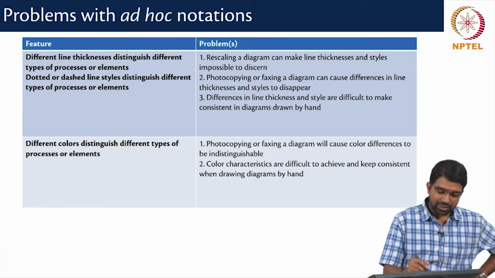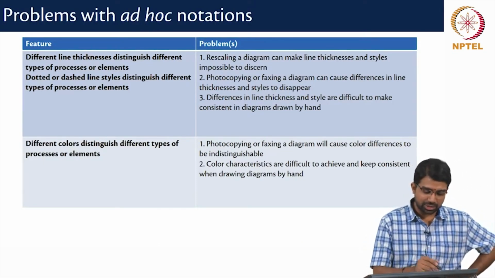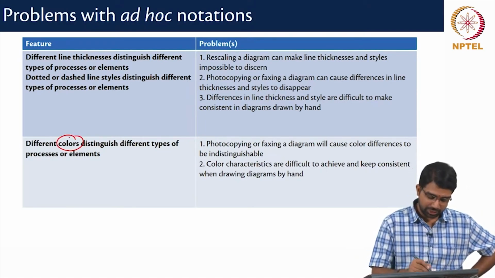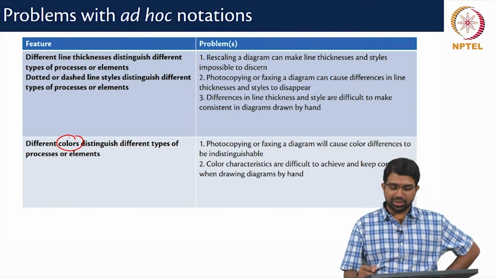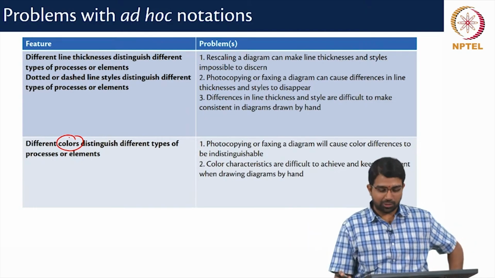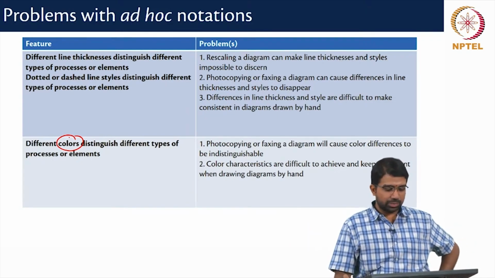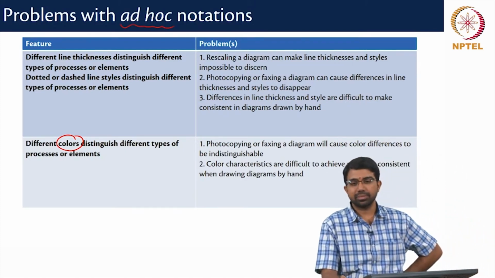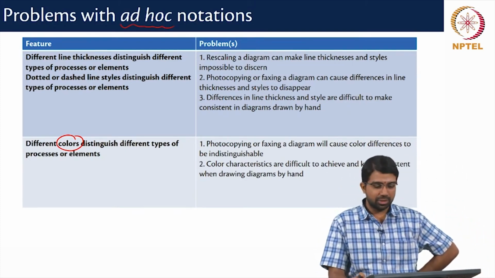You have different line thicknesses to distinguish different kinds of process, dotted or dashed lines to distinguish different types of process, and worst is different colors. You can obviously imagine that all these will get mangled over a period of time when you start photocopying and transmitting and so on, and all these notations are ad hoc, there is no standard, right.